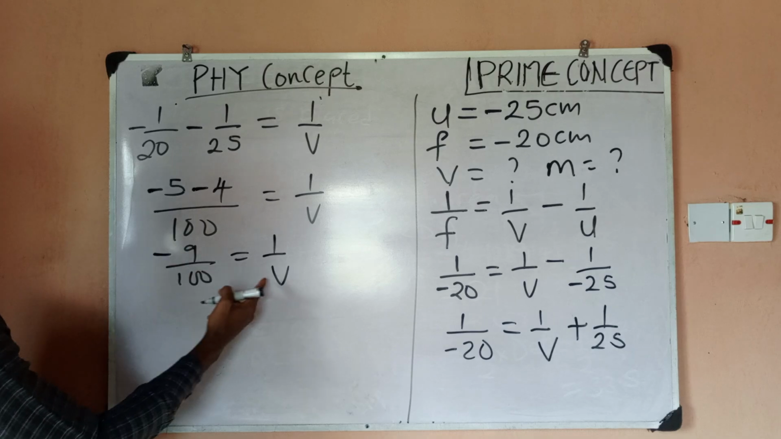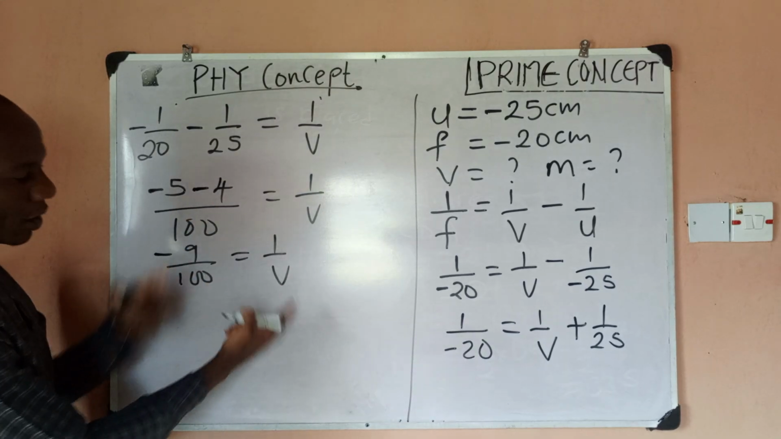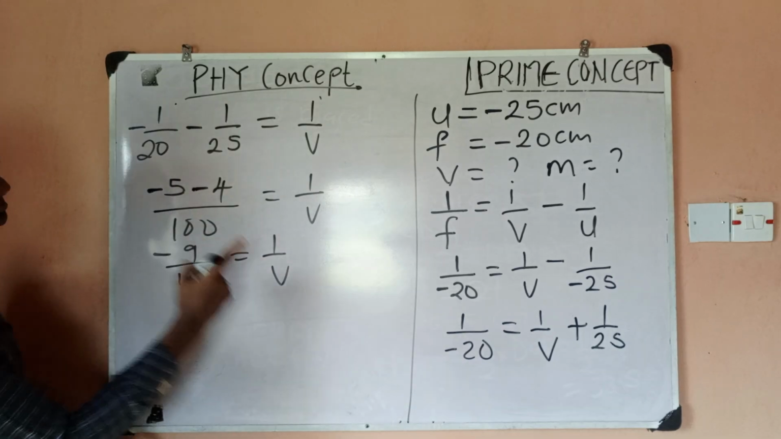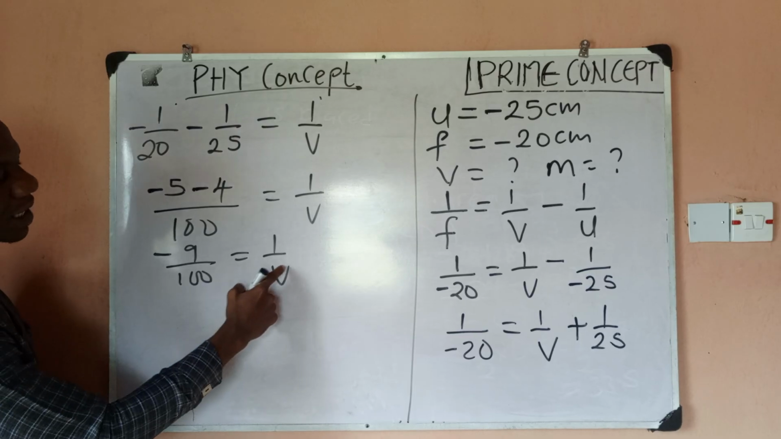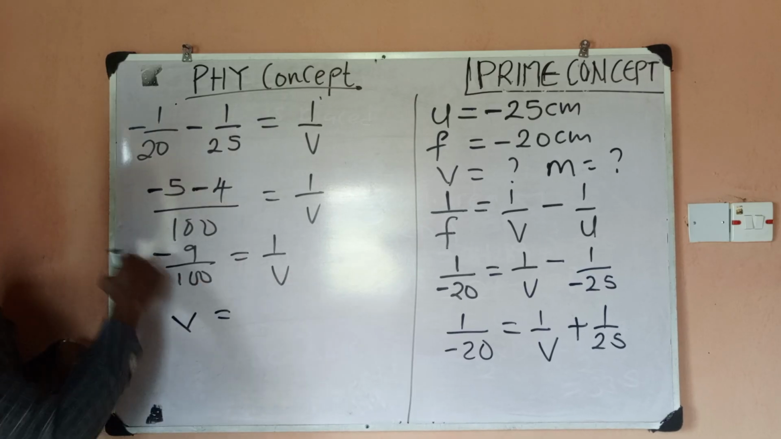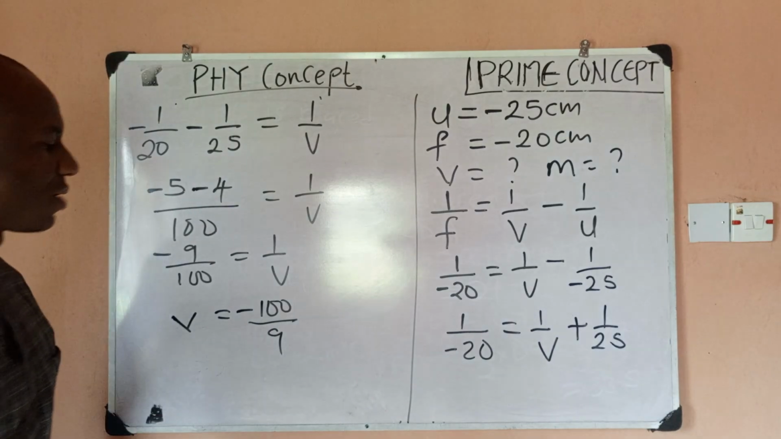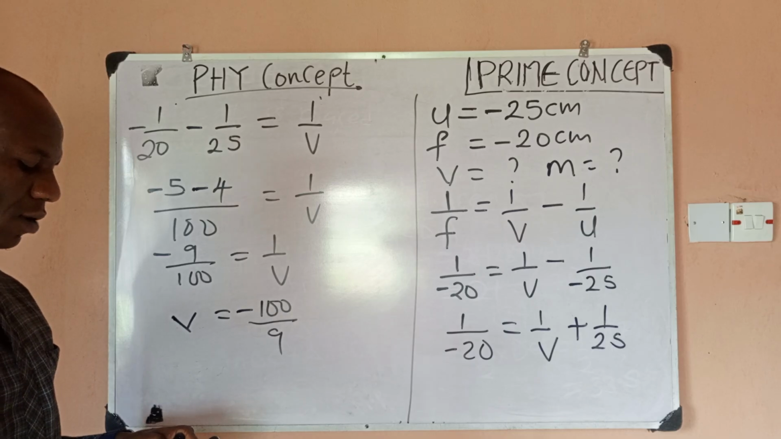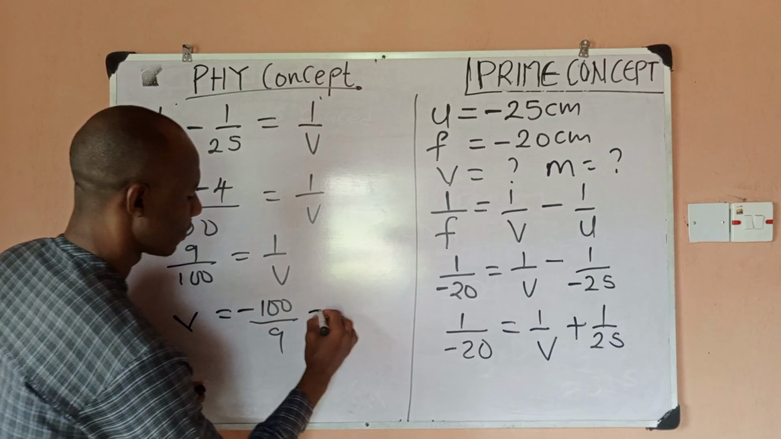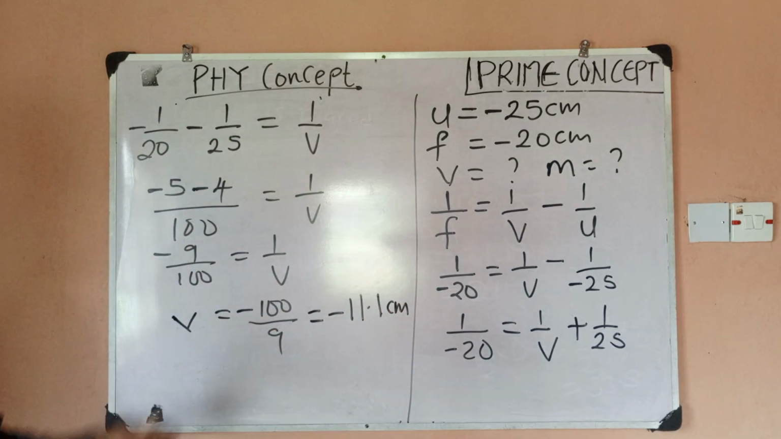Since this is 1 by v, you just invert it so that we don't waste time. Since you have 1 by v as minus 9 over 100, v is going to be minus 100 over 9. When we divide 100 by 9, we're going to get 11.1. So I have minus 11.1 cm. So this is our image distance.